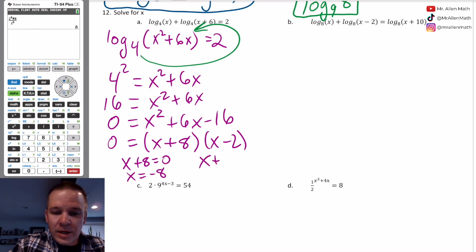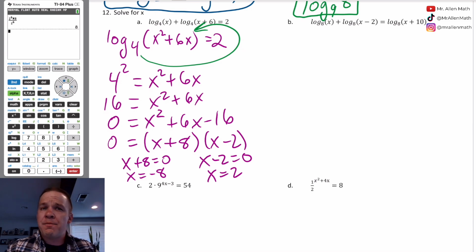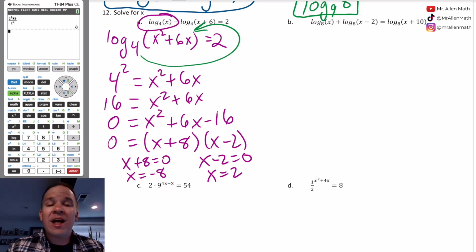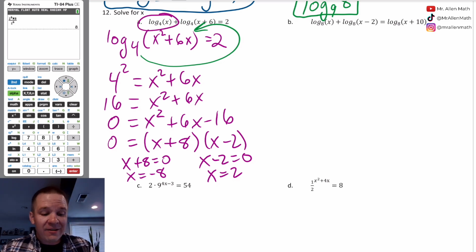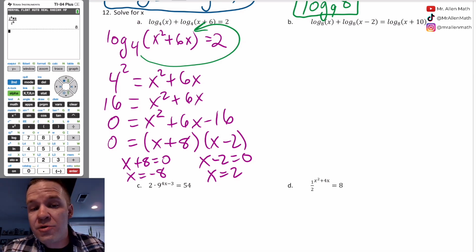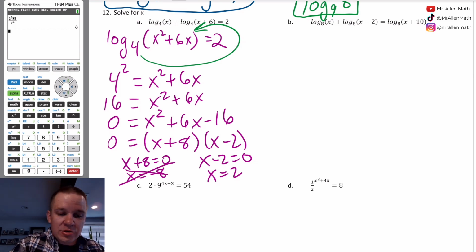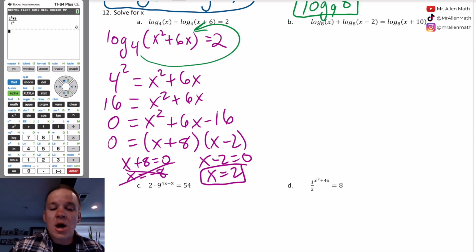And I have x minus 2 equals 0, so I'm going to have x equals positive 2. Now, do they both work? Well, if I go back to my original, if I throw a negative 8 in for x, this first guy right here, that's going to be log base 4 of negative 8, which is not allowed, by the way. You can't have a negative argument, so that's an extraneous solution, whereas this is an okay solution.